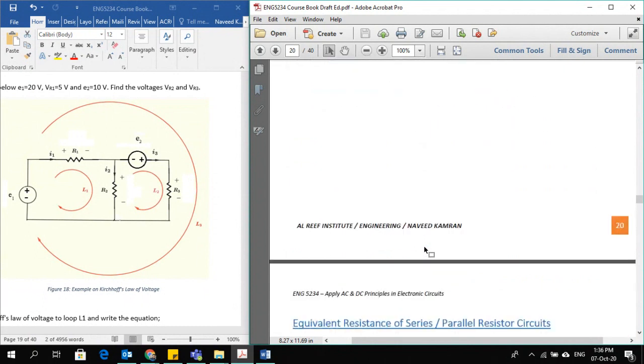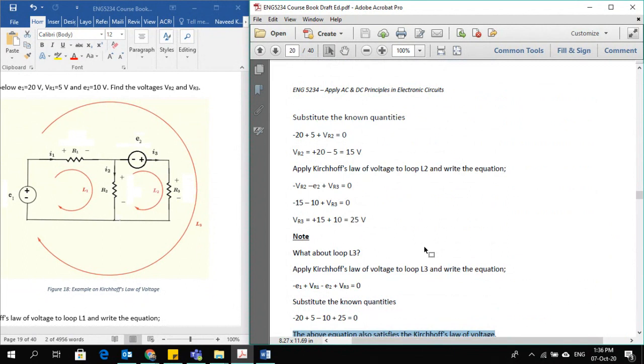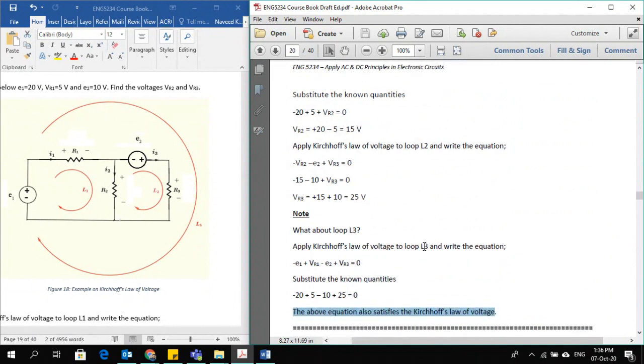So that's how you use Kirchhoff's current law and Kirchhoff's voltage law to solve simple circuits, to solve for current and solve for voltage.